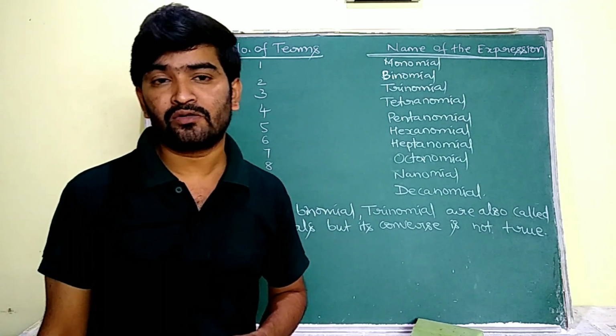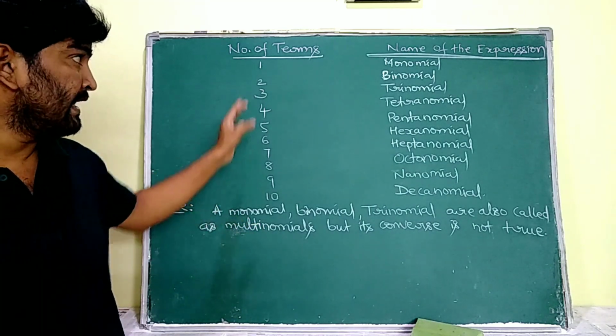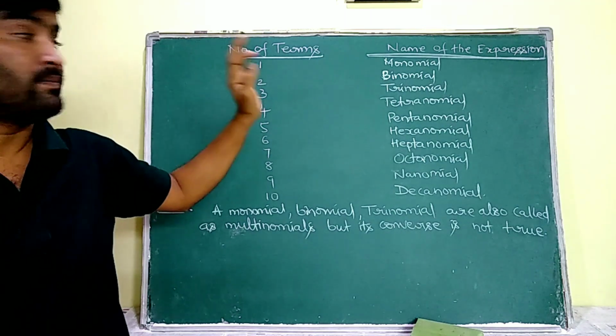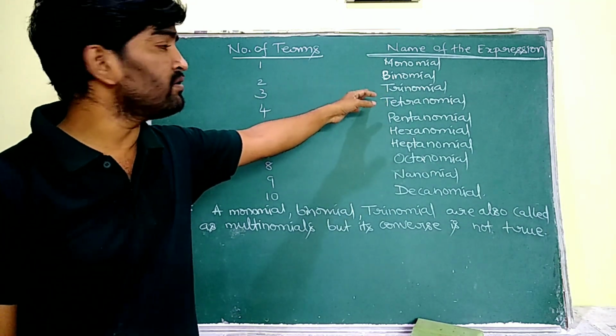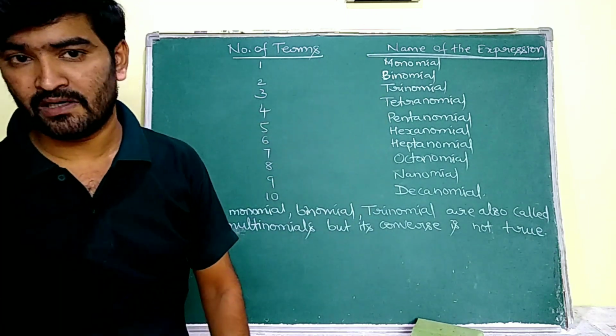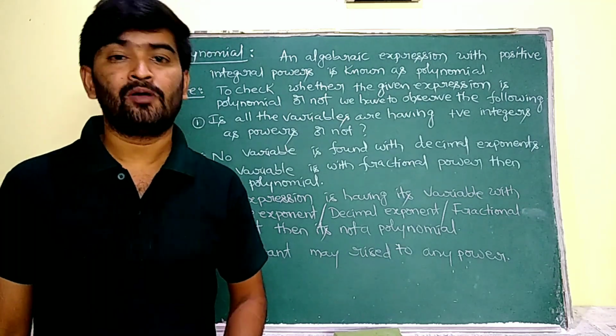Understand? You have to remember, this is an important point. So a monomial, binomial, trinomial are also known as multinomials, but multinomials are not going to be named as trinomial, binomial or monomial. Okay, now we are going to discuss the name of the chapter, polynomial.